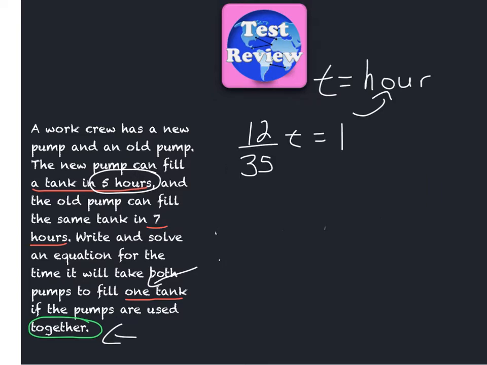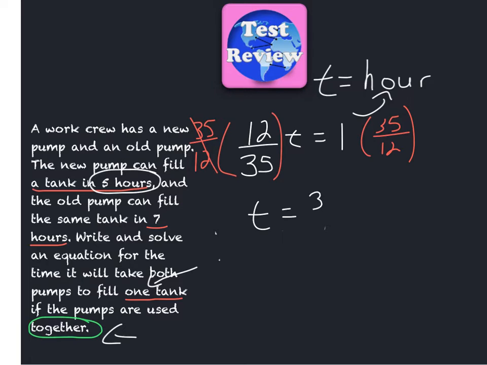And if you add those up together, you would get 12 over 35t equals 1. That's 12 over 35 times t equals 1. So how do you get rid of multiplication? You divide. But remember, when you're dividing by a fraction, it's the same thing as multiplying by the reciprocal. So we're going to multiply by 35 over 12. That'll cancel out. We do the same thing on this side, 35 over 12. So that'll give us our answer, which is t equals 35 over 12.